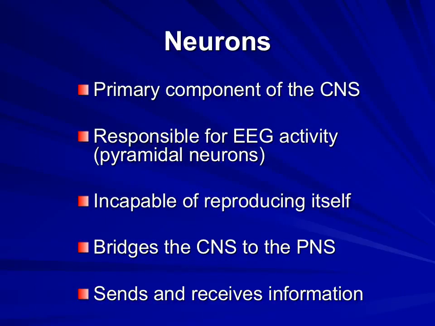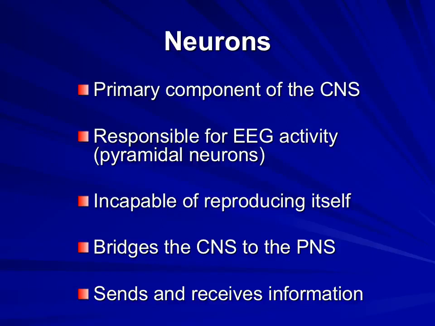Okay. So neurons, they're one of the very first things that develop when we're an embryo. Neurons are the primary component of the central nervous system. Neurons are what are responsible for the EEG activity that we're recording from. They are incapable of reproducing themselves. So if we have a loss of oxygen, anoxia, if we damage those neurons in any way, that patient's going to have permanent brain damage because we can't replace our neurons.